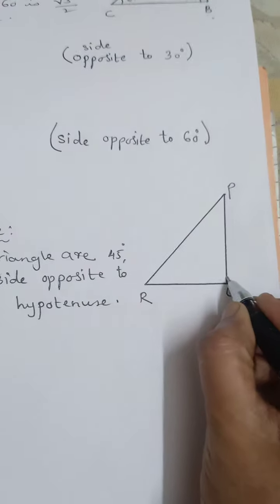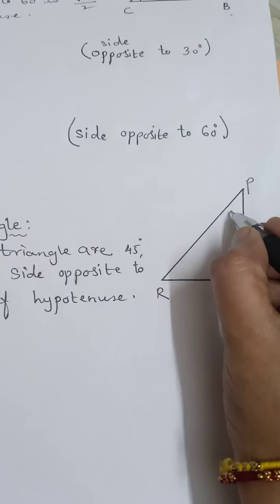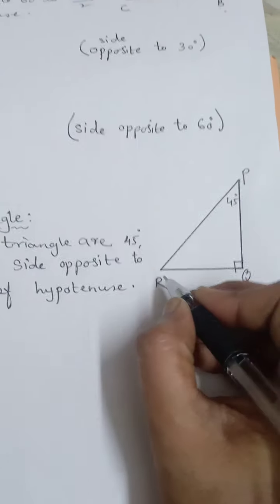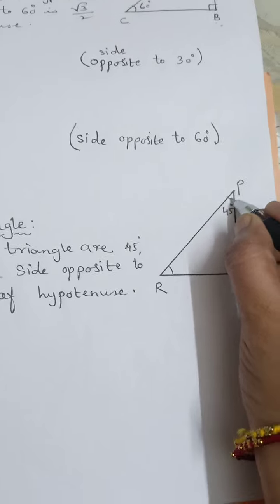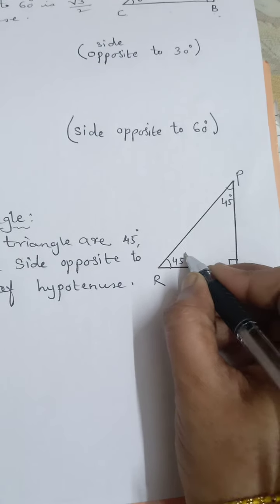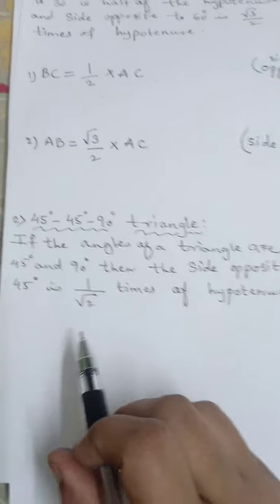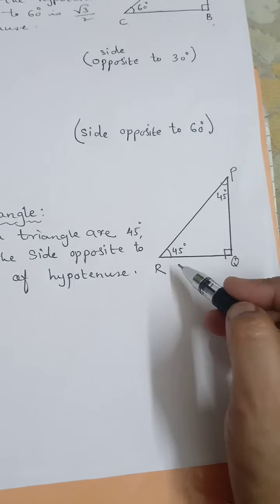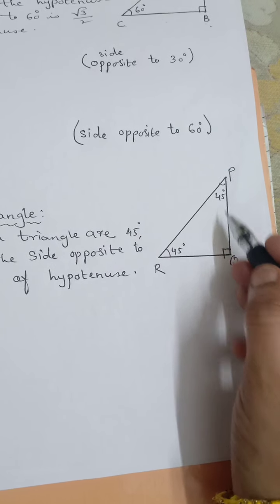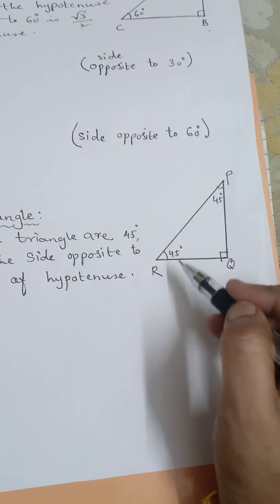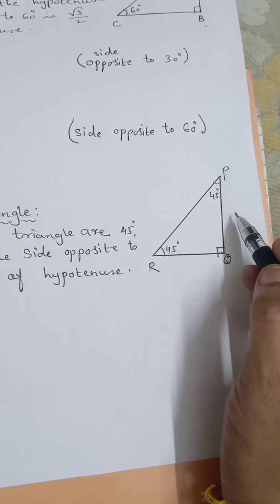So definitely I will take this angle as 90, and the remaining two angles I will take 45 and 45 degrees. So I have taken 45, 45, 90 degrees. Then the side opposite to 45. Here two angles are 45. If I take this 45, the opposite side is QR. If I take this 45, the opposite side is PR.